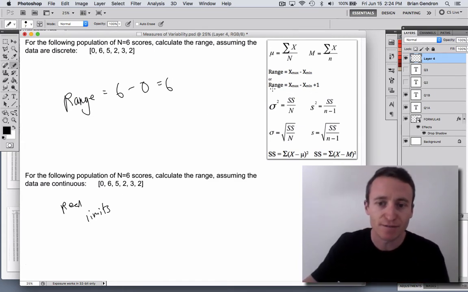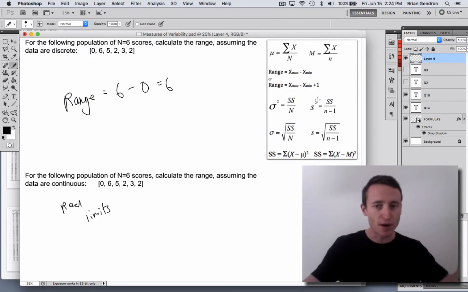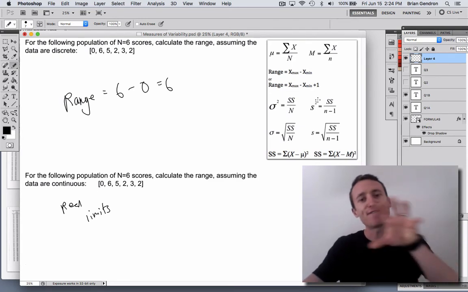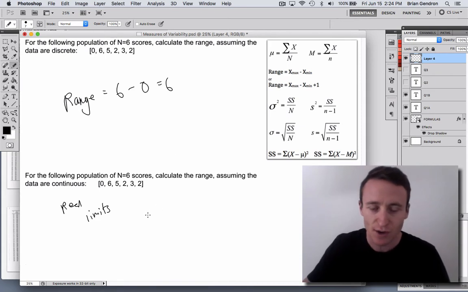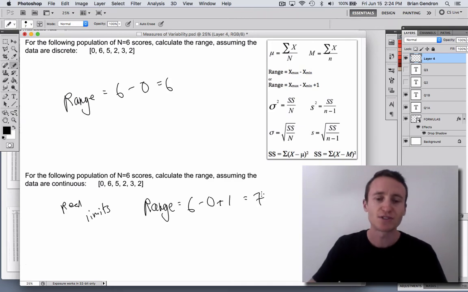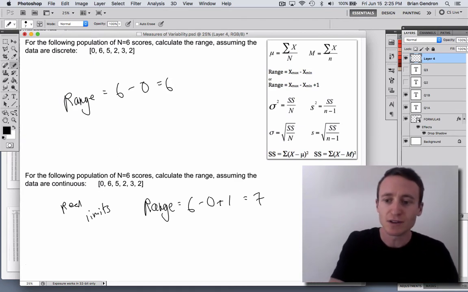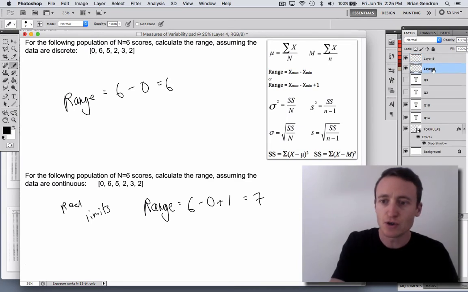And thus, you can think about the formula for the range in this case as the following. Take your largest value, minus your smallest value, and then add 1. Because essentially you have half a point on the bottom that you have to account for and half a point on the top that you have to account for. So in this problem, the range is 6, the largest value, minus 0, the smallest, plus 1, the range is 7. So it's very similar, but the important thing to consider is taking note of whether or not the data are discrete or continuous.